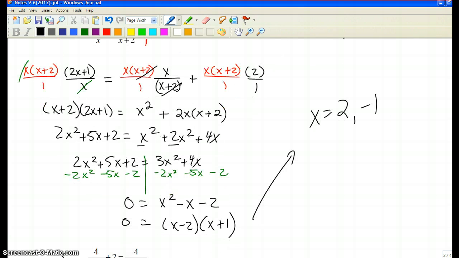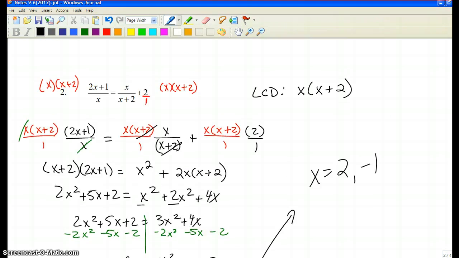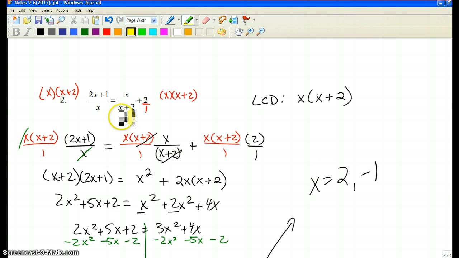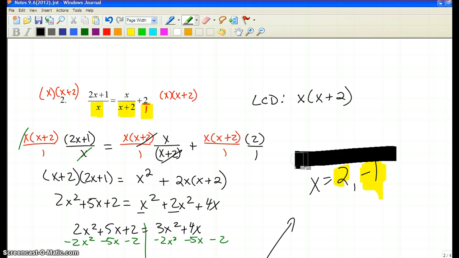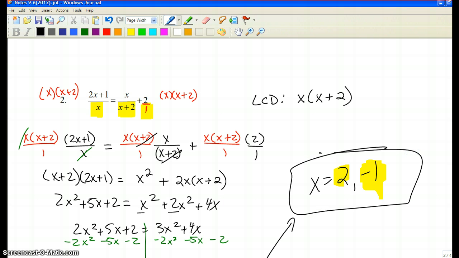Okay. From that, you've got to take a look at your original equation and make sure those two values are not undefined. Okay? That's how you check it. Neither of those are undefined, so those are both your solution. Okay. Could you have no solution on these problems? Absolutely, if the answers you get make the problem undefined.